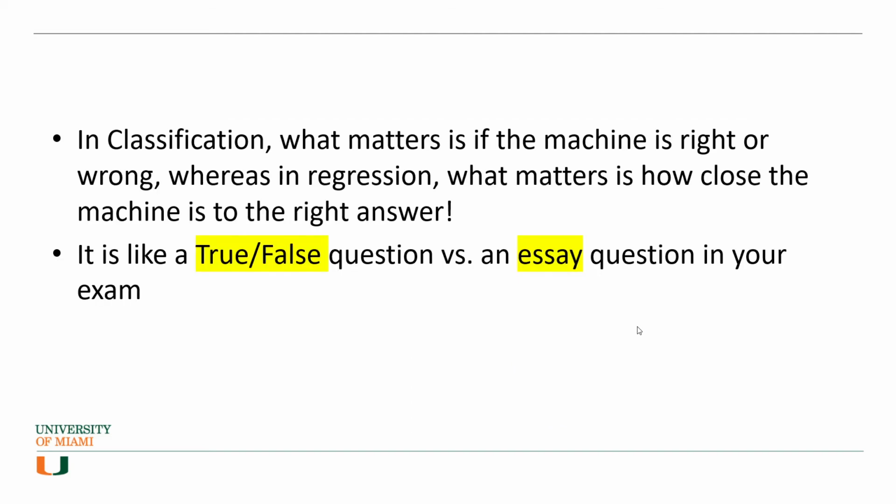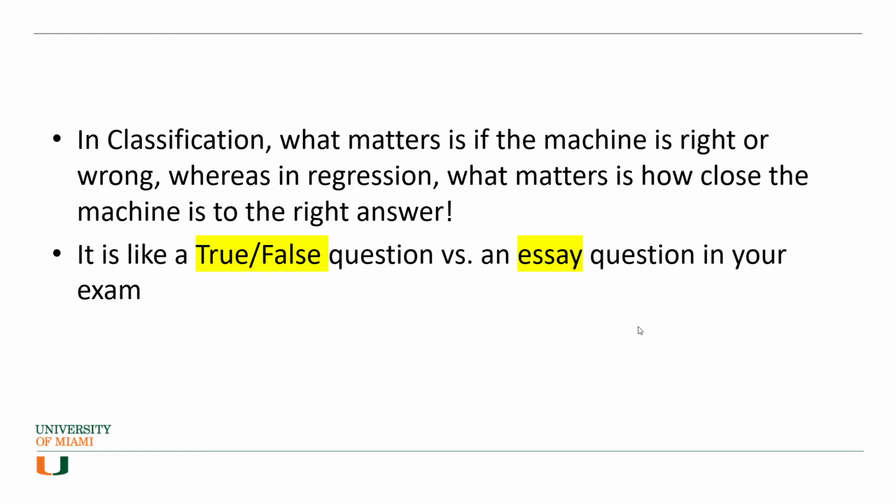Now, in classification, what matters is if the machine is right or wrong, right? Whereas in regression, what matters is how close the machine is to the right answer. Think of it as a true and false question versus an essay in your exam. In true and false questions, you would either get the whole point or not, meaning that you either make the right choice or not. Whereas in essay question, you can get partial points, right? Depending on how close you are to the correct answer.